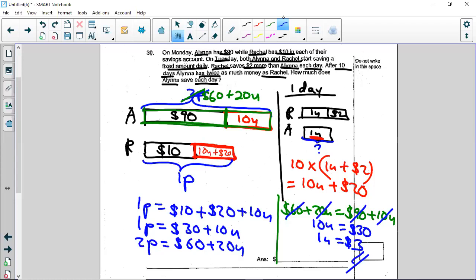Because if you don't always draw the model, you'll find that it's a little harder to solve.